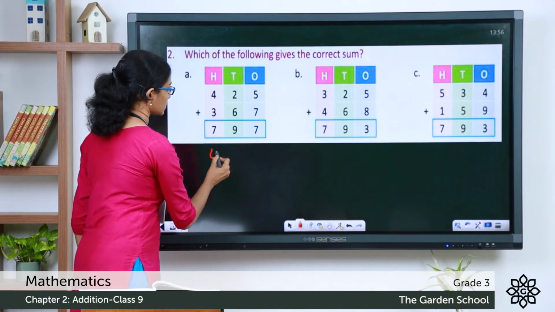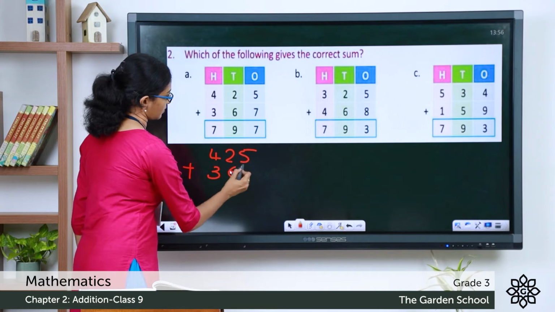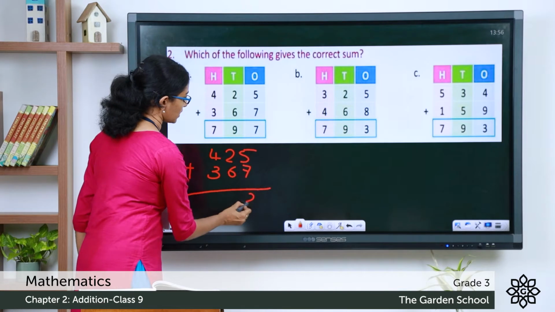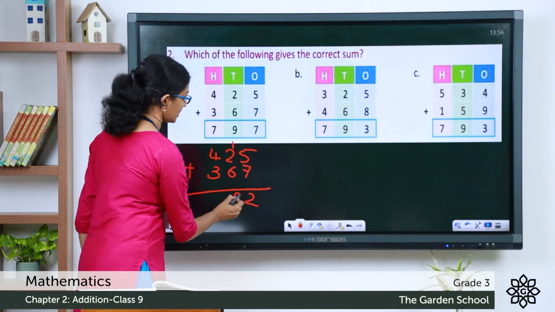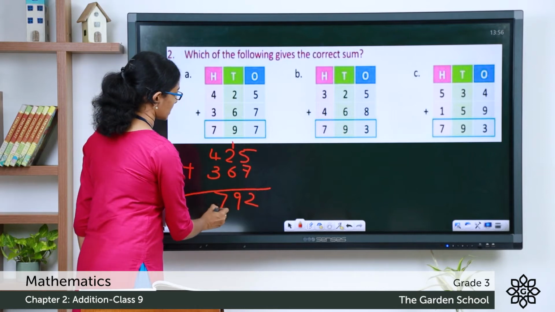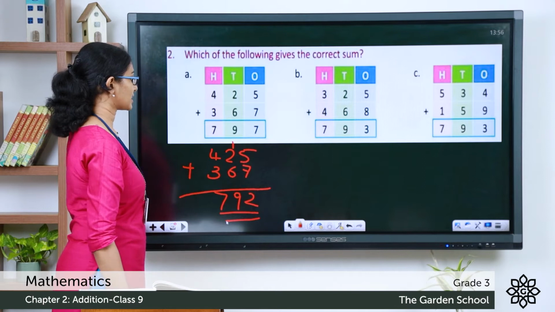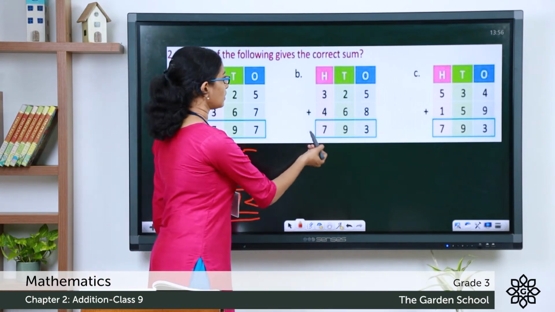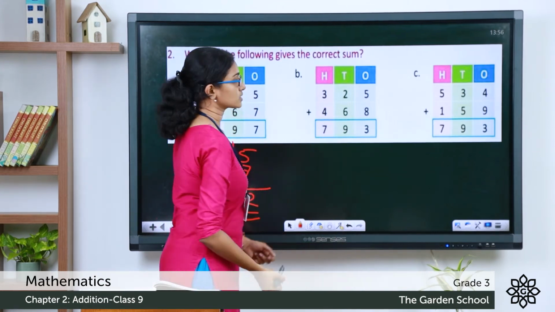Let's see what is the correct sum of this addition. 7 plus 5 is 12, carry over 1. 6 plus 2 is 8, plus 1, 9. 3 plus 4 is 7. So, for option A, the correct sum is 792 and not 797.